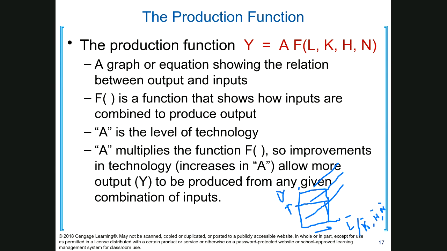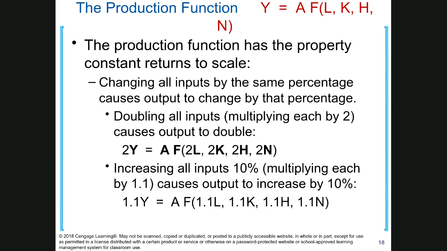For those of you who want to see the importance of this, A, the outside of the function, that's the reason for it. It proportionally goes up with 1. Again, not a big deal. I just want to mention for those of you that want to use mathematical notation, the production function has the property of constant returns to scale. Changing all inputs by the same percentage causes output to change by that percentage. Doubling all the inputs, multiplied by 2, causes output to double.